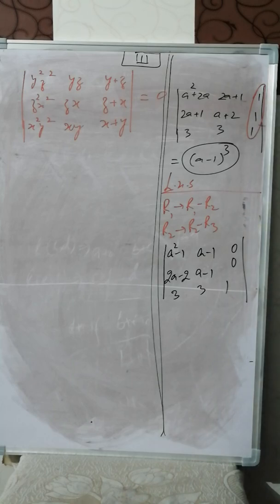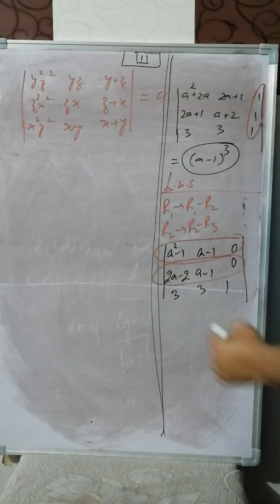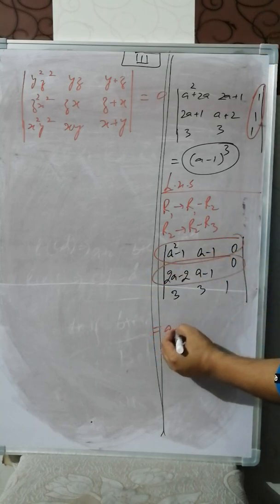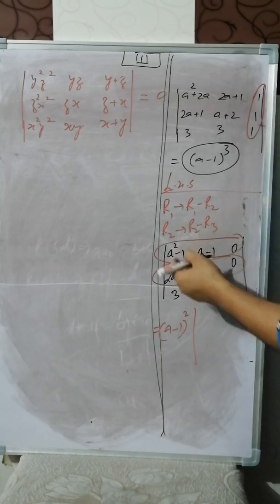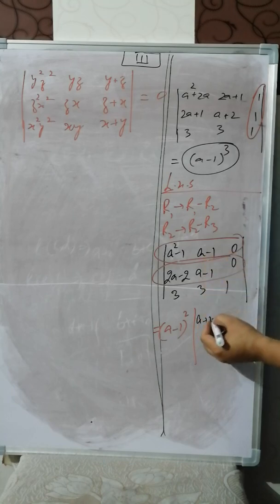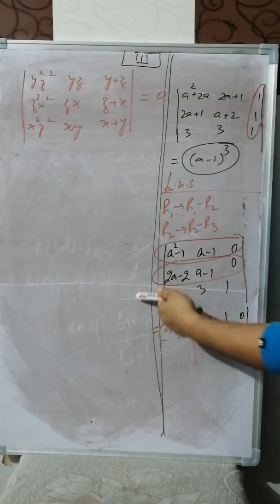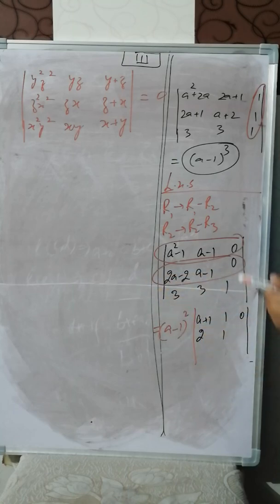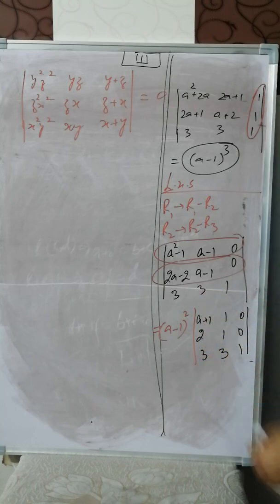Now what you can do here is take a minus 1 common from here, and a minus 1 common from here. So it will be a minus 1 whole square, isn't it? And what are you left with? This will be a plus 1, the next will be 1, and the next will be 0. Talk about this, a minus 1 comes out, you're left with 2, a minus 1 comes out, you're left with 1, and it will be 0. And what will be this? 3, 3, 1. Now the choice is yours, whatever you want to do.